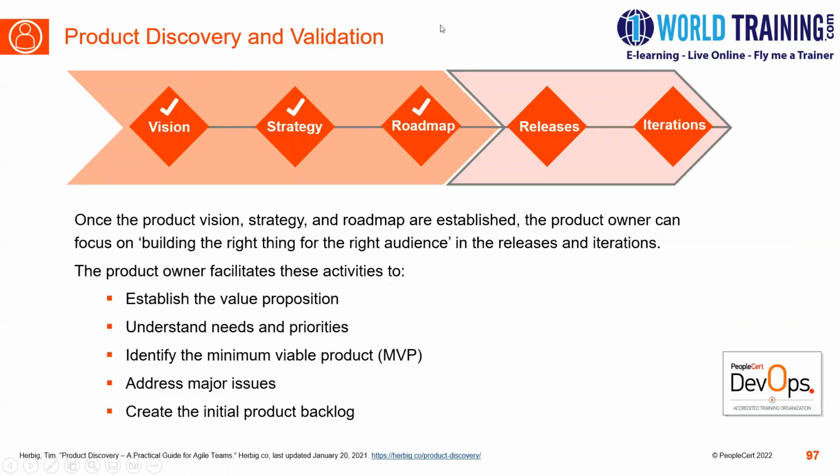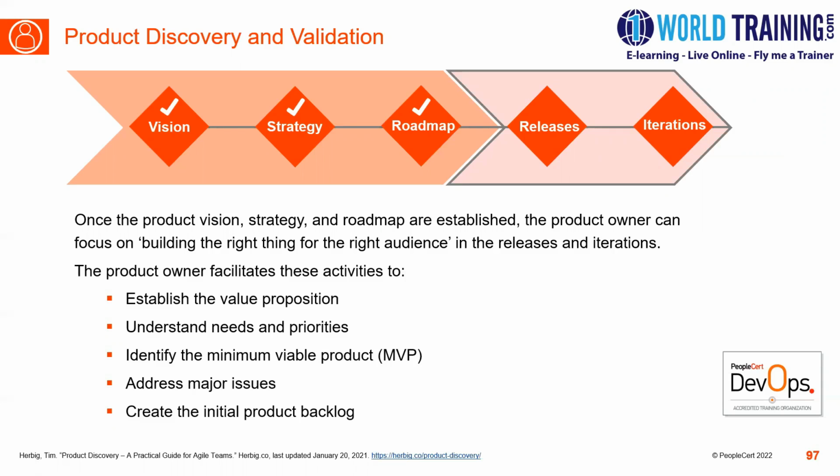So as a part of the product delivery and validation process, the product owner has to be working very closely to ensure the product vision, strategy, and roadmap are defined very clearly. Also, he has to ensure the releases and the iterations for the product are established so that it is in line with the vision, strategy, and roadmap as well.